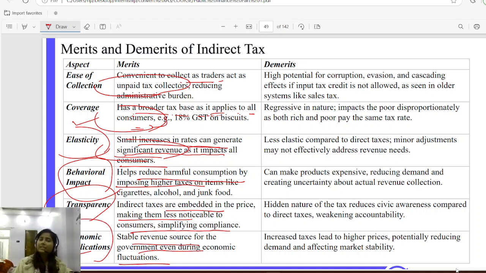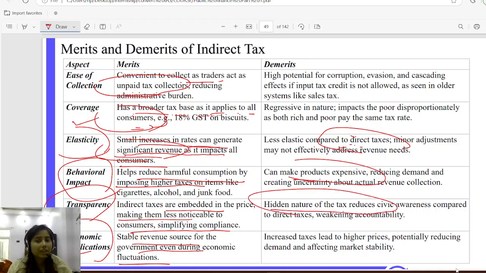The demerit is that, first, it is regressive. There is potential for corruption, evasion, and cascading effect. Why? Because producers may hinder their production, and you might have seen in your surroundings that there are many people who are not paying GST, or even paying lesser GST than they are liable to pay. So that happens. It is regressive and less elastic compared to direct tax. Direct tax has more elasticity because it directly impacts the disposable income of a person. It can make products expensive. The hidden nature of tax reduces civic awareness compared to direct taxes.